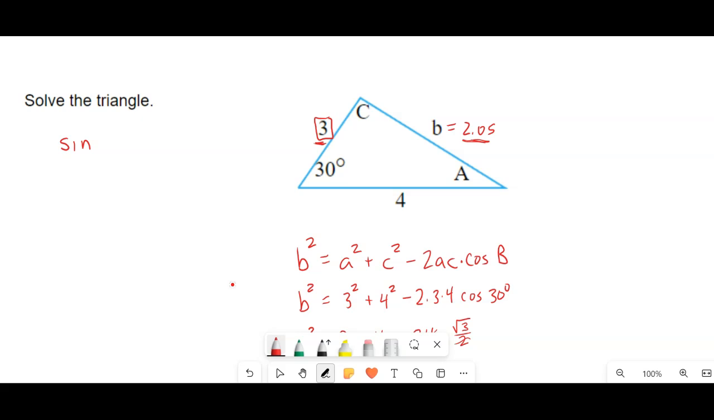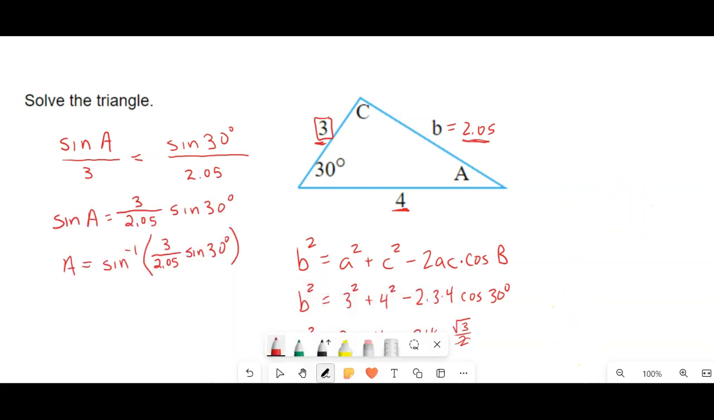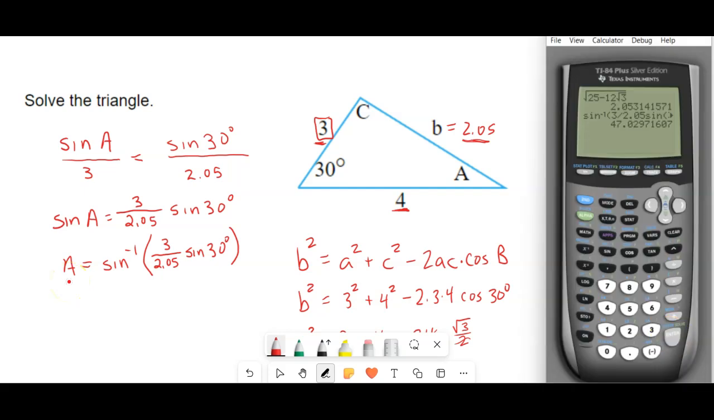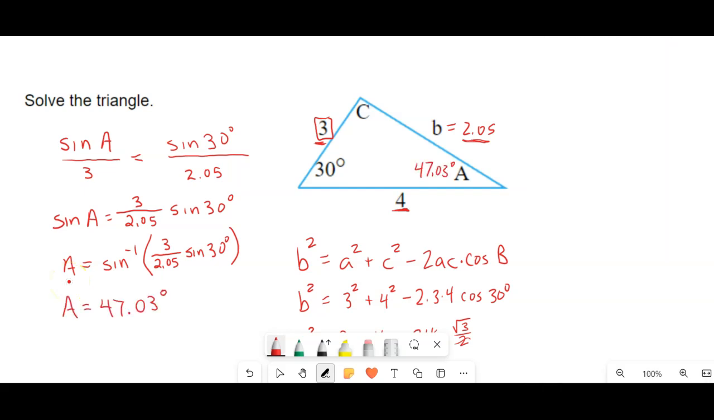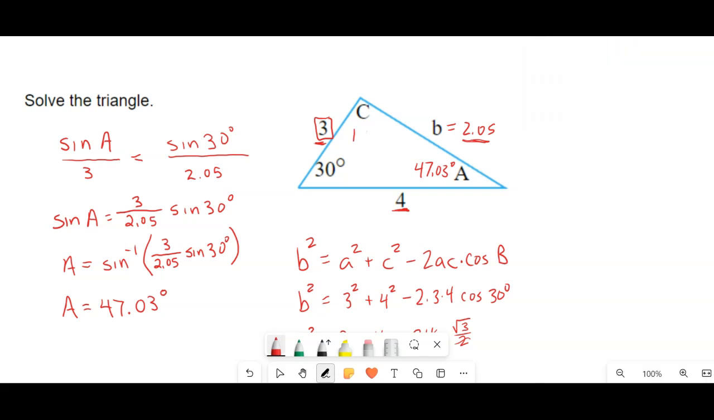So I'm going to do sine of A over 3 equals sine of 30 over 2.05, and that's going to allow me to solve for A. So there's what I get when I isolate A. Now I'm just going to go into my calculator. All right, so A is approximately 47.03 degrees. And now the only thing I don't know is angle C, and I can use the 180 rule there. So 180 minus 30 minus 47.03. So that's 102.97 degrees.